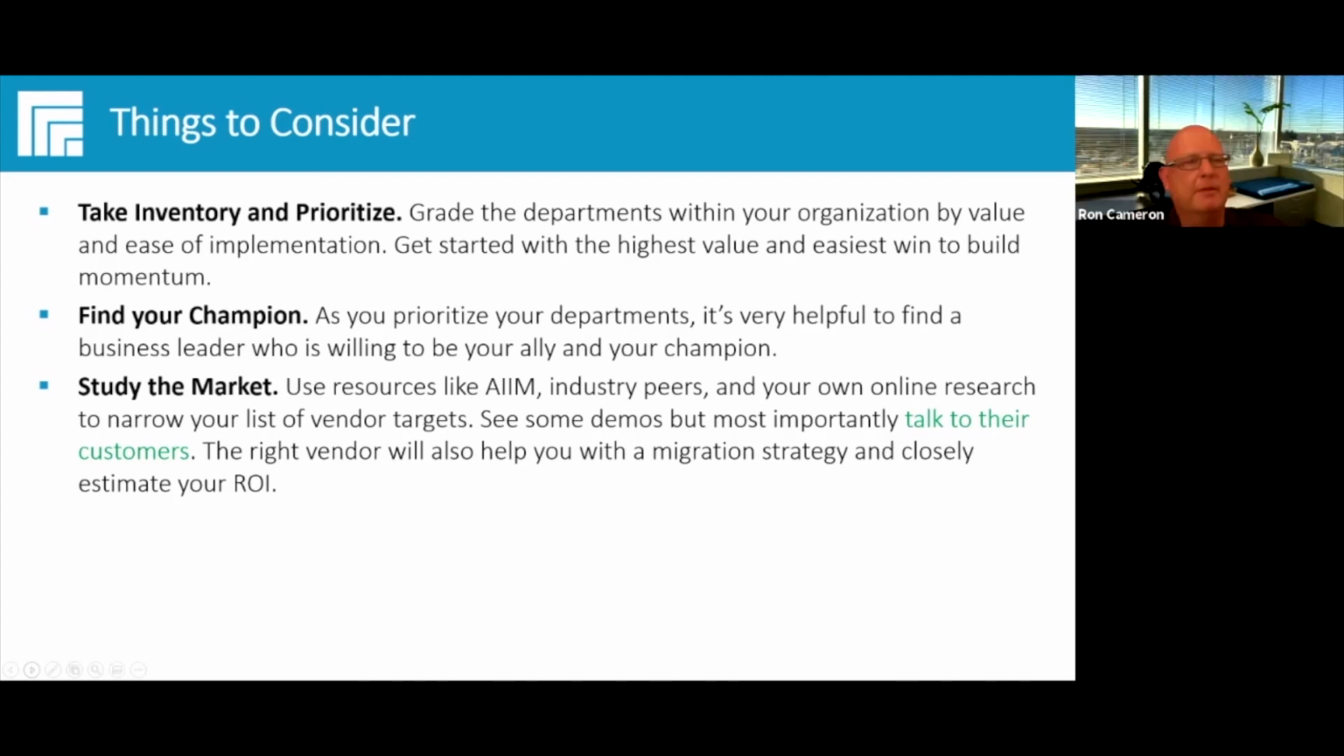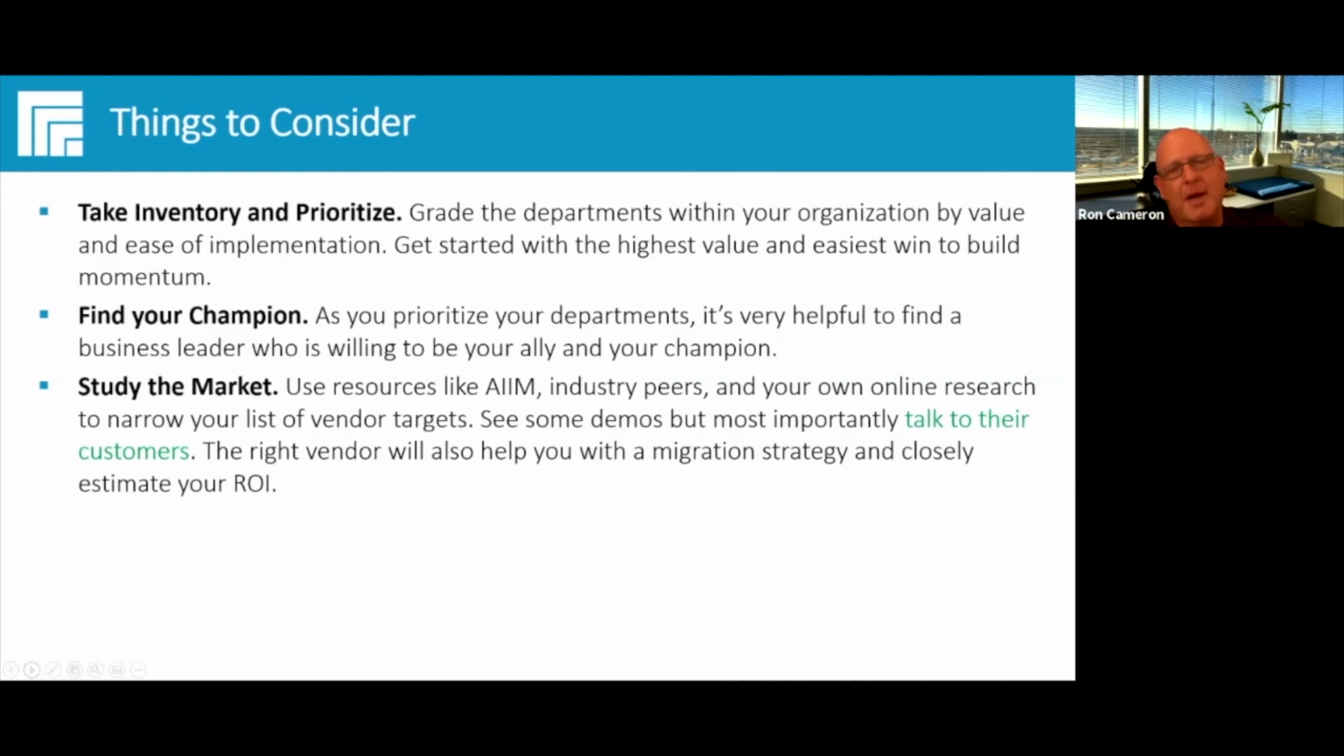Yeah, that's a great point. And I'd also say spend time studying the market. Just do what you're doing right now. Plug in. AIIM is incredible. Tons of resources about our market. And also your industry peers, people in your business that have kind of gone before you. Do your own research online, which I'm sure everybody does. Create a list of vendor targets. Go look at some demos.